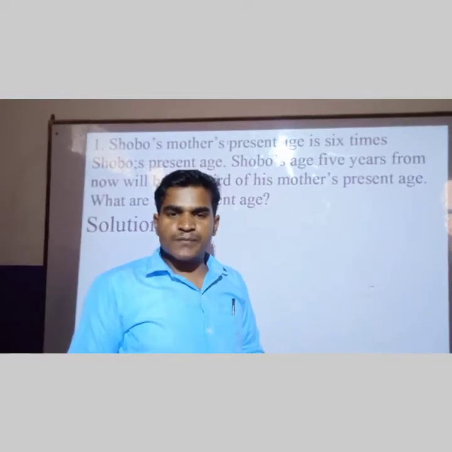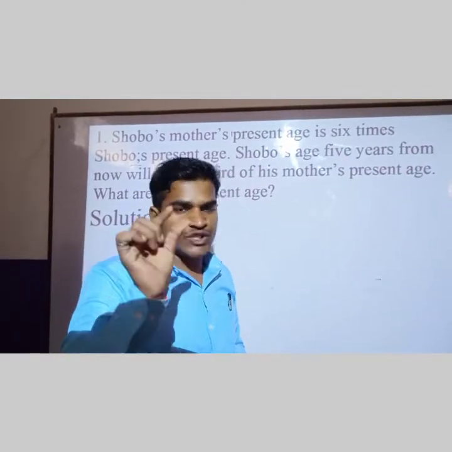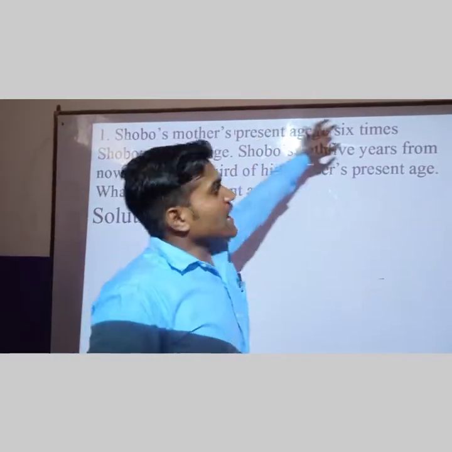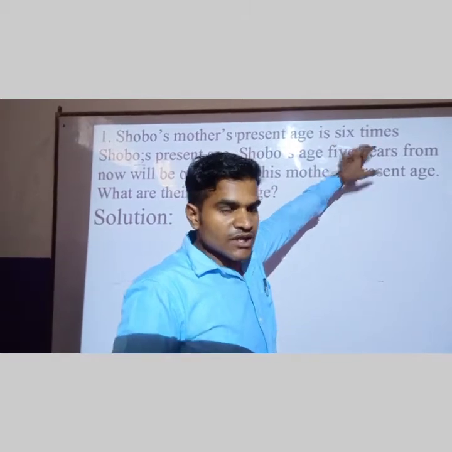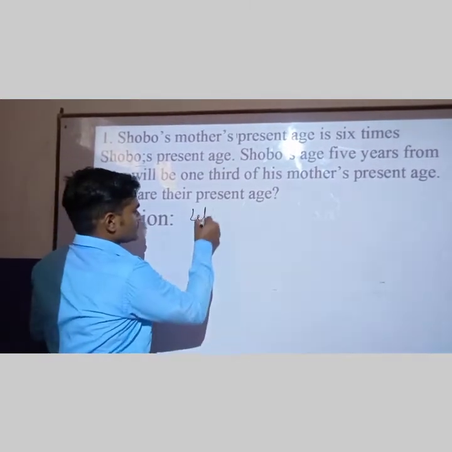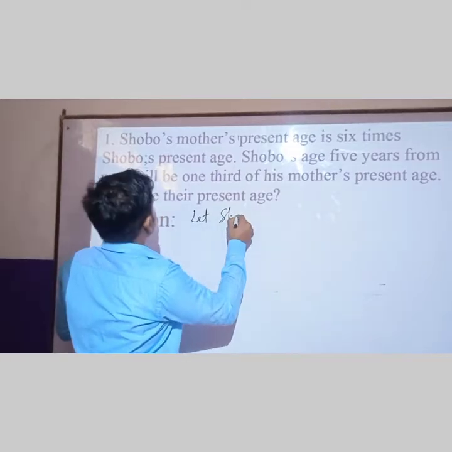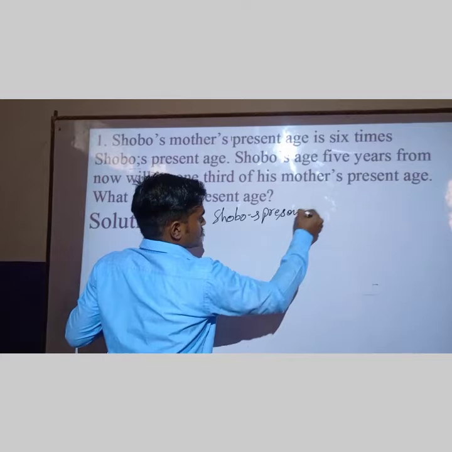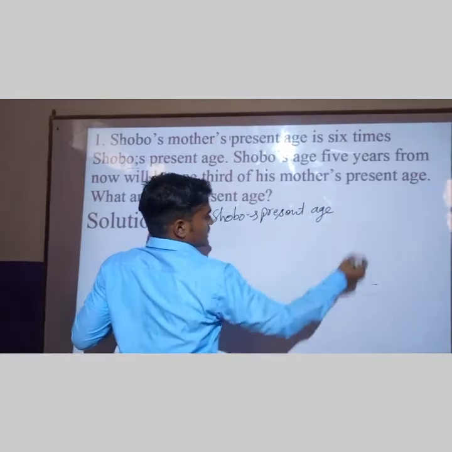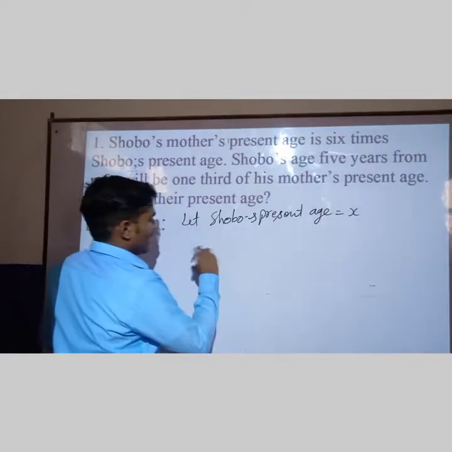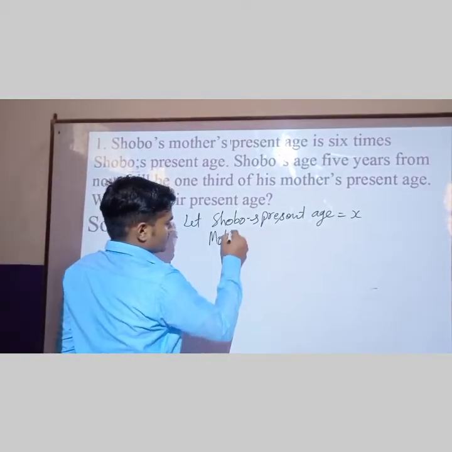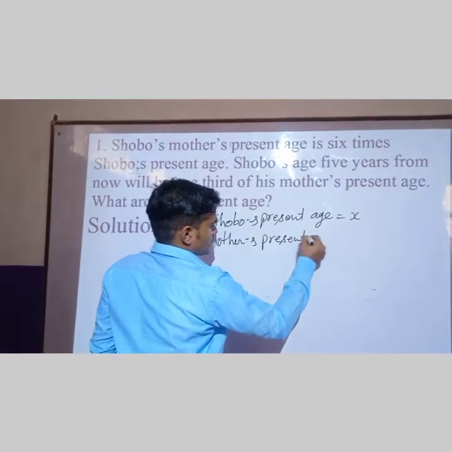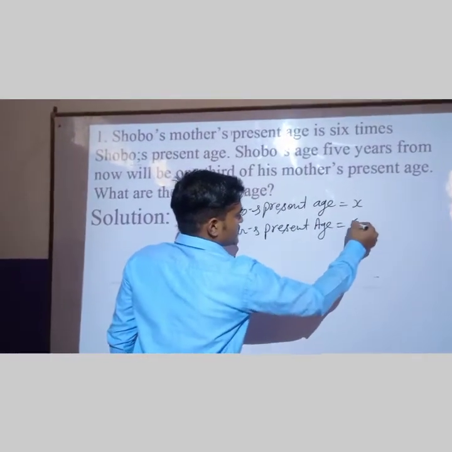So first we will consider present age of Shibu. If present age of Shibu is x, then what will be the present age of his mother? 6x, because it is 6 times. So let us consider, let Shibu's present age be equal to x and her mother's present age be equal to 6x.